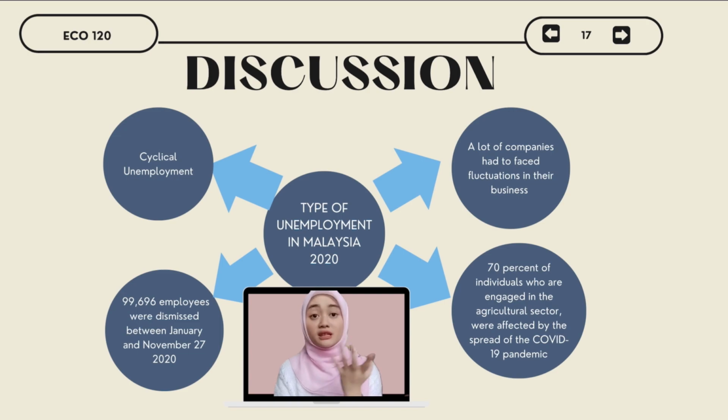So, what is the unemployment type in Malaysia in 2020? The government needs to know the accurate unemployment type in Malaysia before taking proper action. Thus, the unemployment type in Malaysia in 2020 can be said to be cyclical unemployment. This is because a lot of companies and businesses during the pandemic had to face fluctuations in their business, which led to cyclical unemployment as a result. This can be proved where between January and November, 99,696 employees were dismissed from their work. Moreover, 70% of individuals engaged in the agricultural sector were greatly affected by the COVID-19 pandemic.